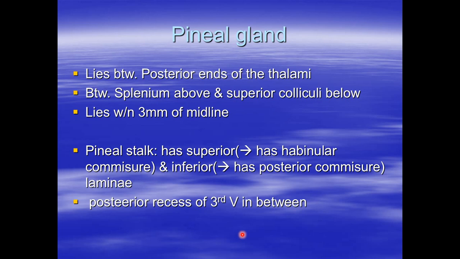look carefully. The pineal stalk, the part that holds the pineal gland, has a superior and inferior lamina, two lamina, superiorly and inferiorly. The superior lamina has the habenular commissure, while the inferior has the posterior commissure that we talked about in the last session. Between the two lamina is the posterior recess of the third ventricle.